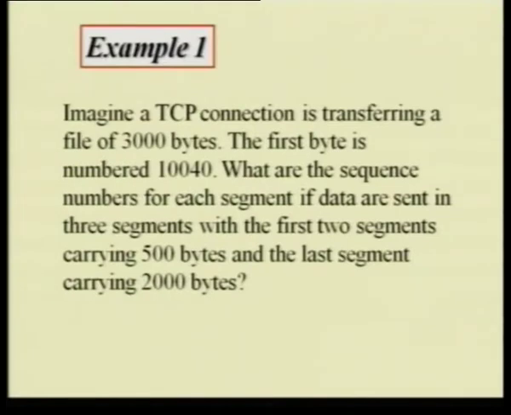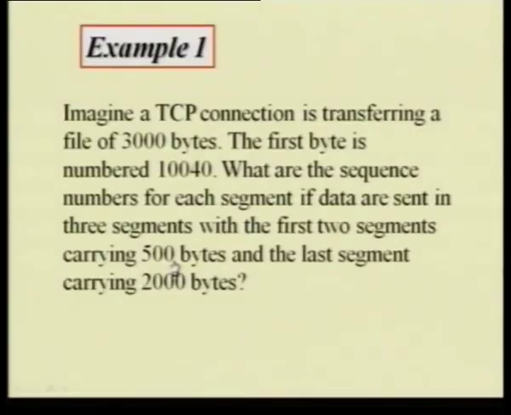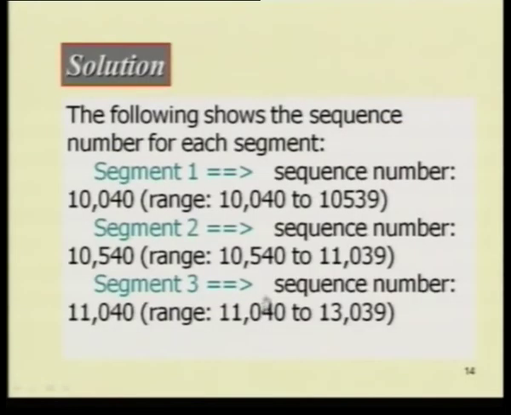Now the question is, what are the sequence numbers for each segment if data is sent in 3 segments, with the first 2 segments carrying 500 bytes each and the last segment carrying 2000 bytes? There are altogether 3000 bytes sent. So what will be the sequence numbers for each segment if data is sent in these 3 different segments? Let's look at what the answer will be.